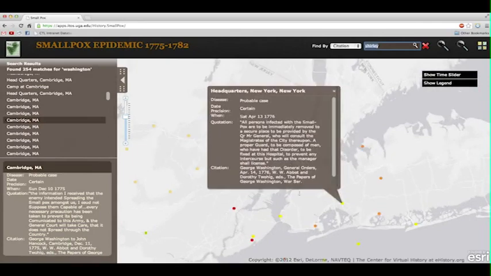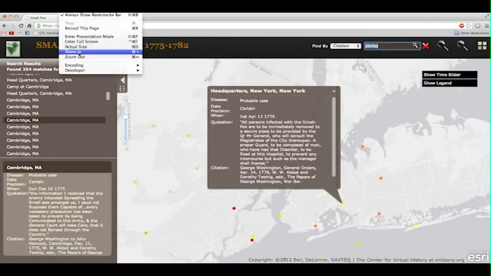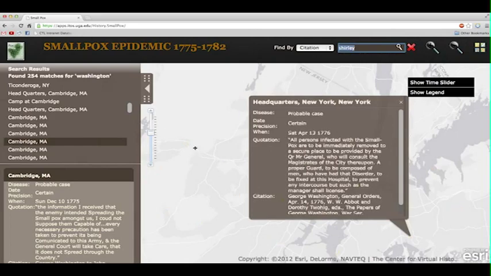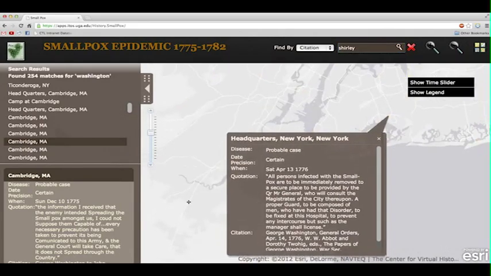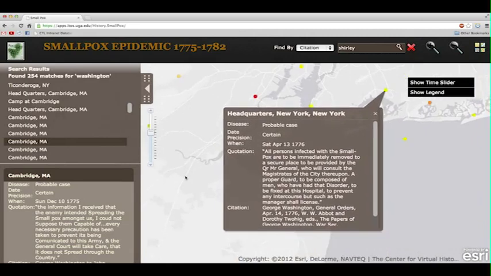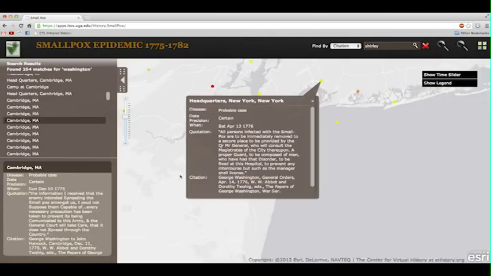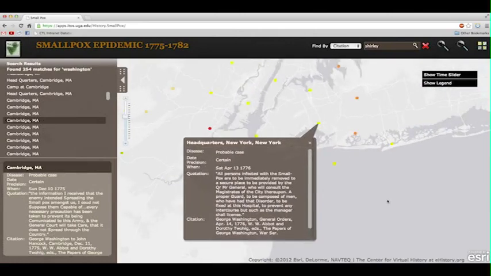April 13th of '76: all persons infected with the smallpox are to be immediately removed to a secure place to be provided by the quartermaster general, who will consult with the magistrates of the city thereupon. A proper guard, to be composed of men who have had that distemper or disorder for obvious reasons, to be fixed at the hospital to prevent any intercourse but such as the manager shall license. So it's an involuntary quarantine which Washington orders.